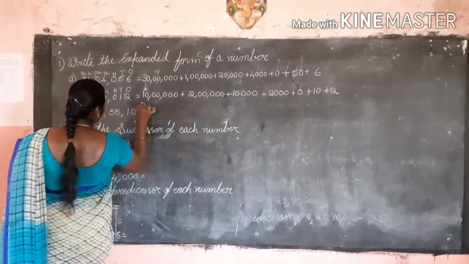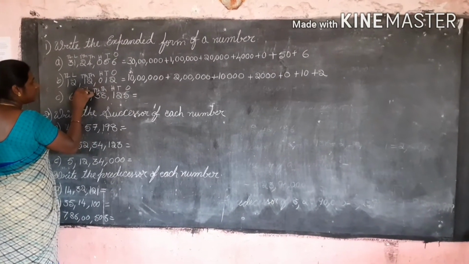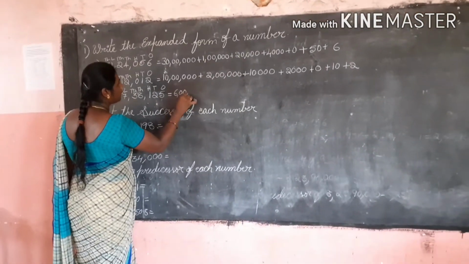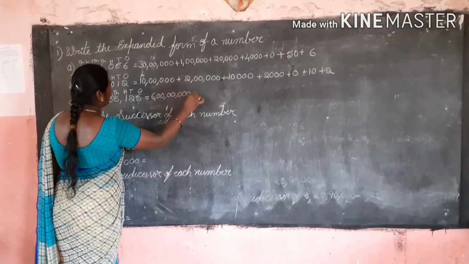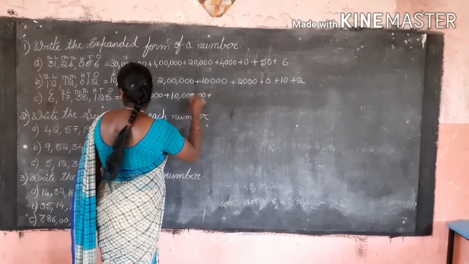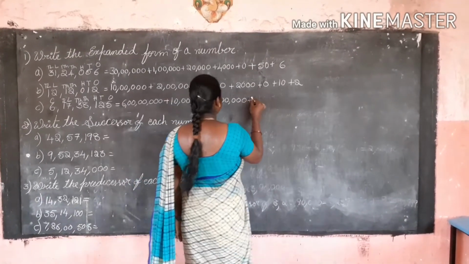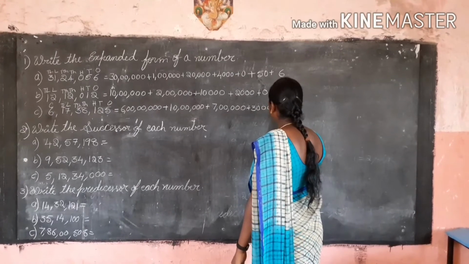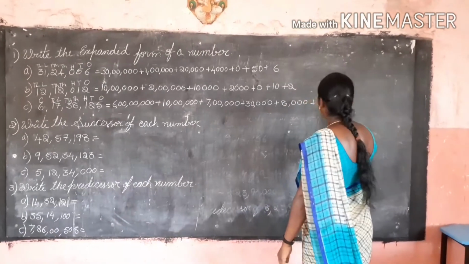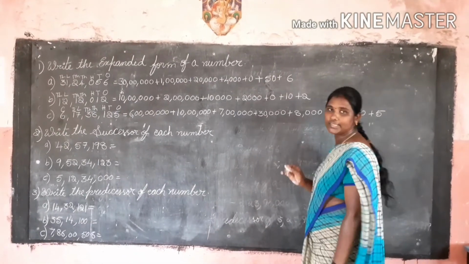Next one, same. Ones, tens, hundreds, thousands, 10,000s, lakhs, 10 lakhs, crores. Here 6 is in the crores place, 6 crore, plus 1 is in the 10 lakhs place, 10 lakhs, plus 7 is in the lakhs place, 7 lakh, plus 3 is in the 10,000s place, 30,000. 8 is in the thousands place, 8,000. Plus 1 is in the hundreds place, 100. 2 is in the tens place, 20. 5 is in the ones place, 5.